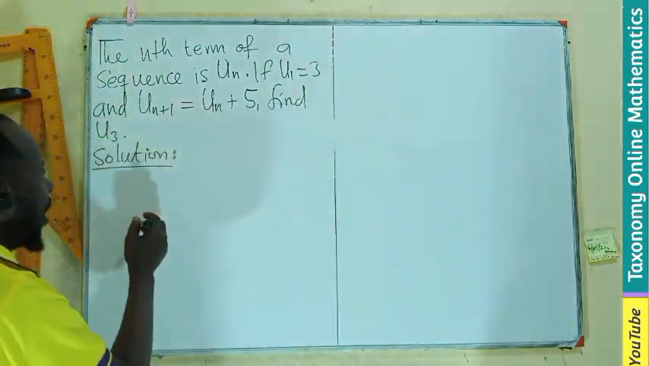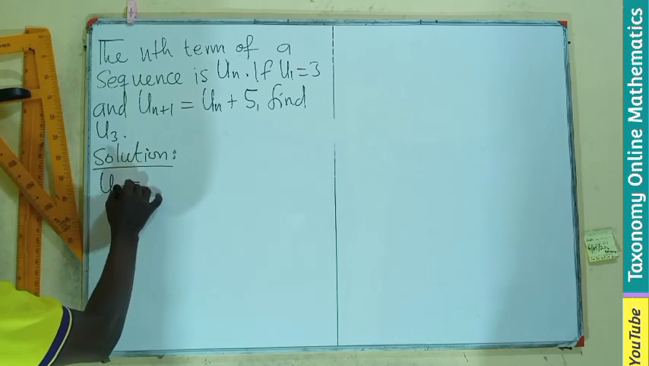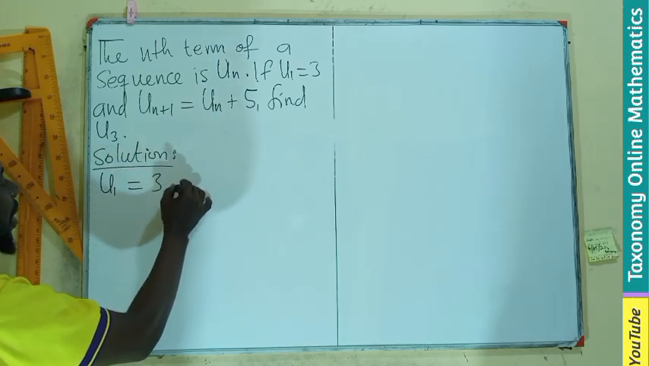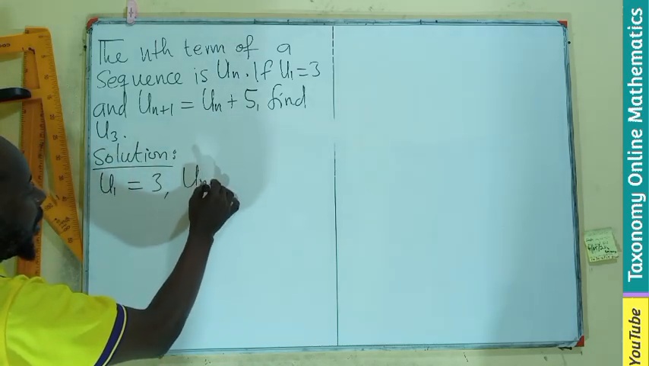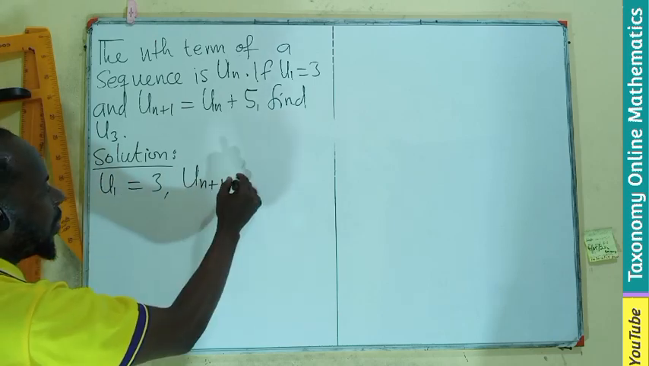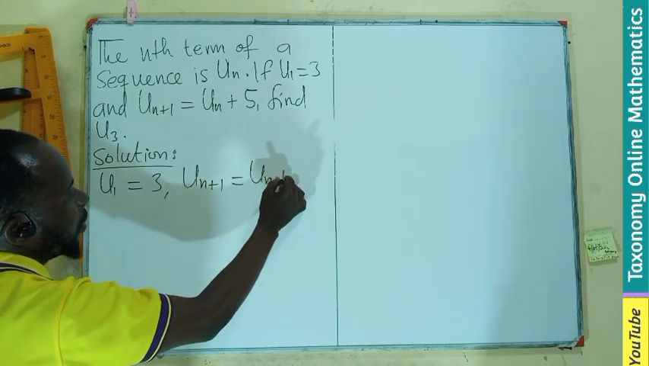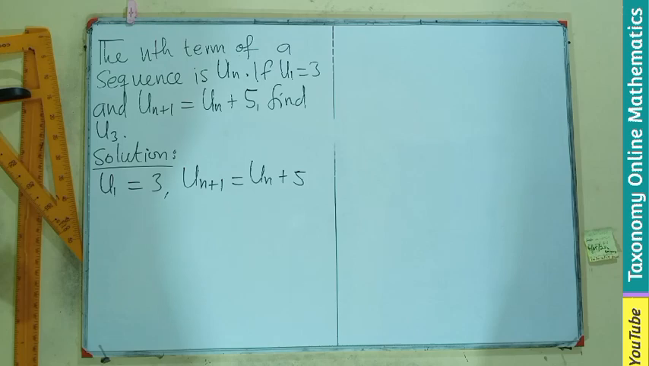So remember, we have the first term as 3, then the increment on any term is the first term plus 5.